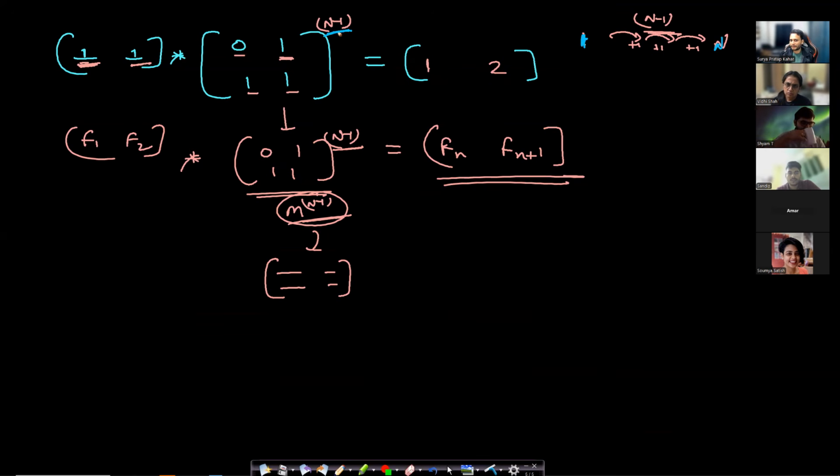So each of these powers will define how many state transitions you are doing. If you want to reach from 1 to n, then in n minus 1 state transitions you will be reaching. If you add 1 to n minus 1, then you get n, isn't it? So that's how these values came.